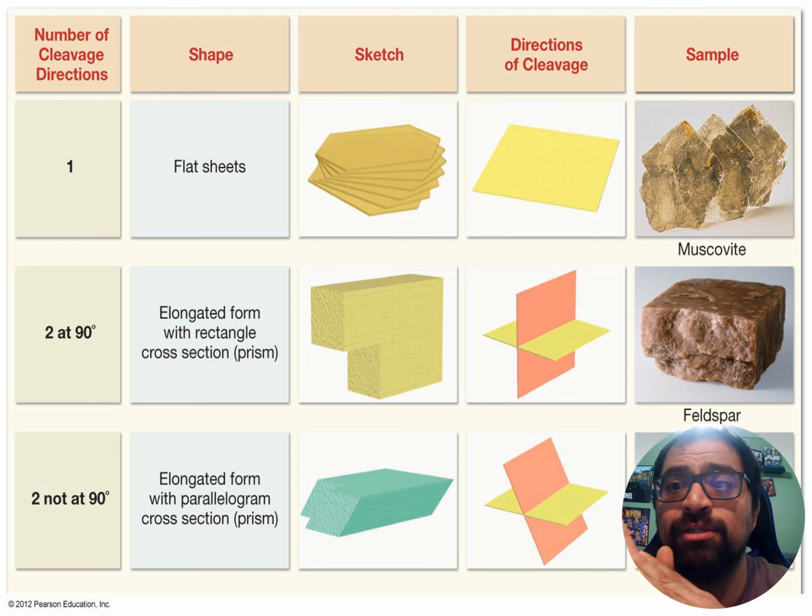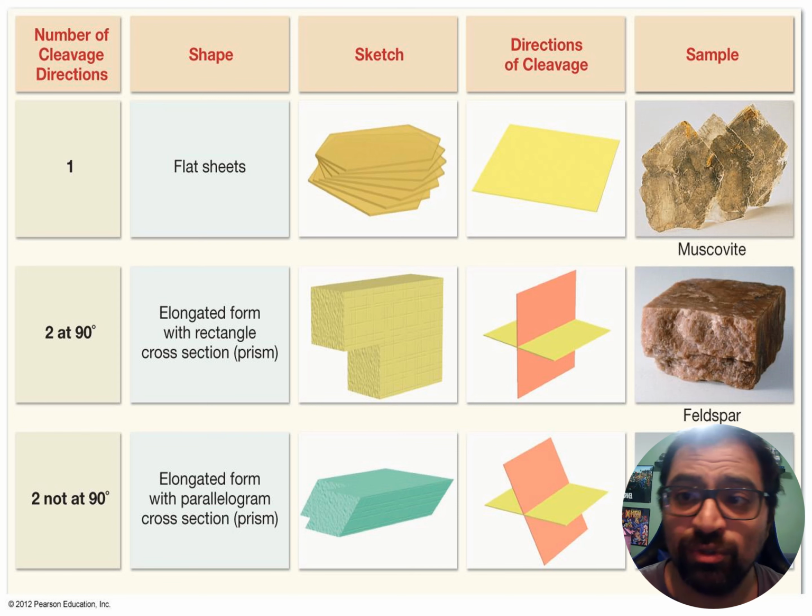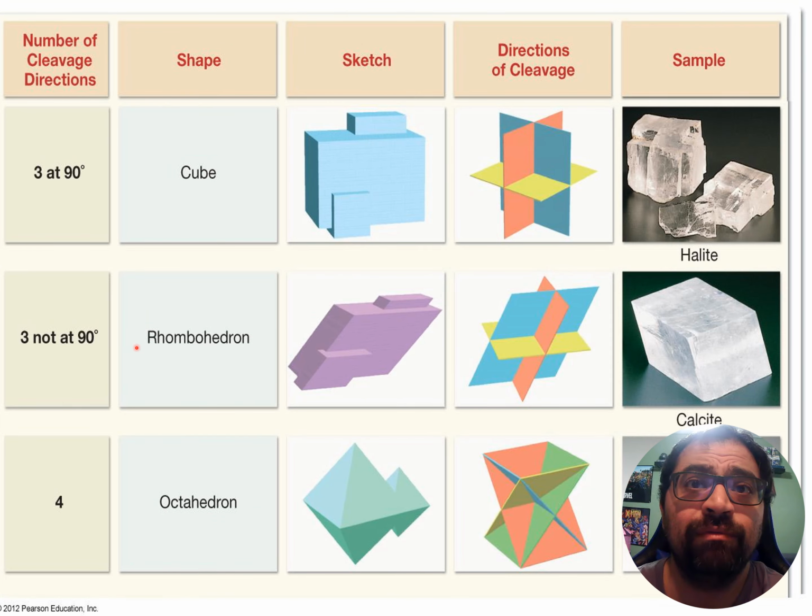You can break at two points, but not at 90 degrees. So you can have some obtuse angles and some acute angles, like you would see flowing behind my head right now. We'll make sure that you can see that. You're going to have lots of different combinations. You can have three, where you get a cubic break. You can have a rhombohedral break, like in calcite. You can have an octahedral break, like in fluorite, which is what's behind my head right here. So there are lots of different combinations of cleavage that you could have.